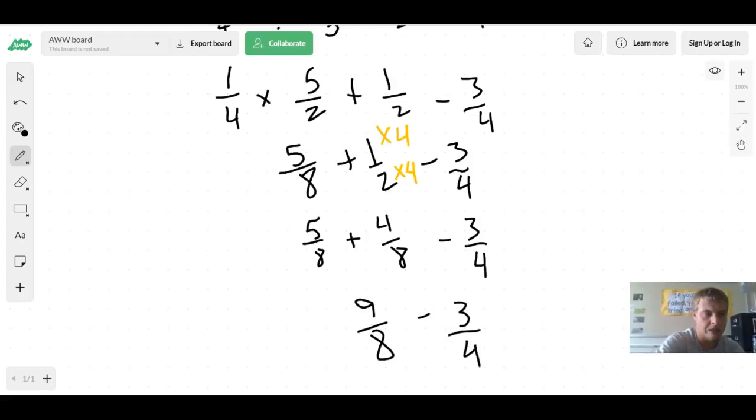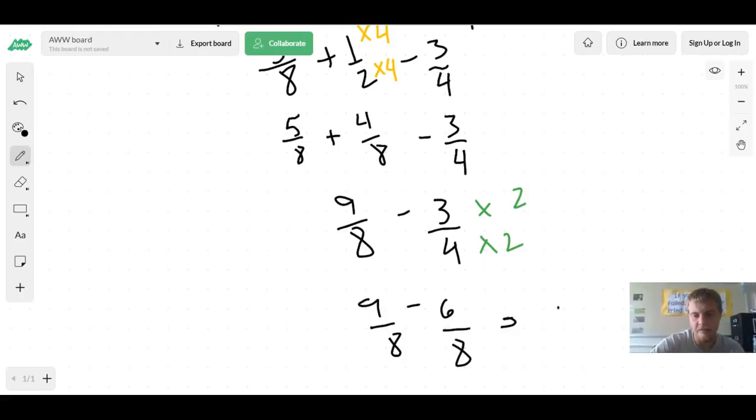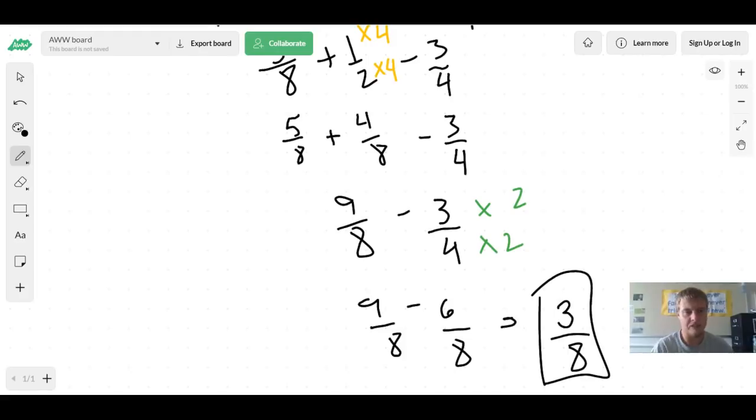And now I need to get like denominators again so I can subtract. So I'm going to times the top and bottom here by 2, which is going to give me 9 minus 6, and that's over 8. So that'd give me 3 over 8, which would be my final answer.